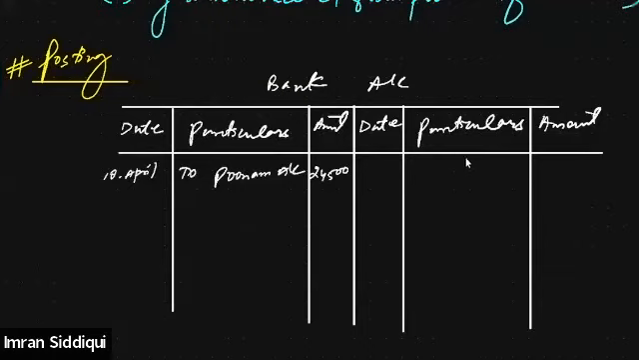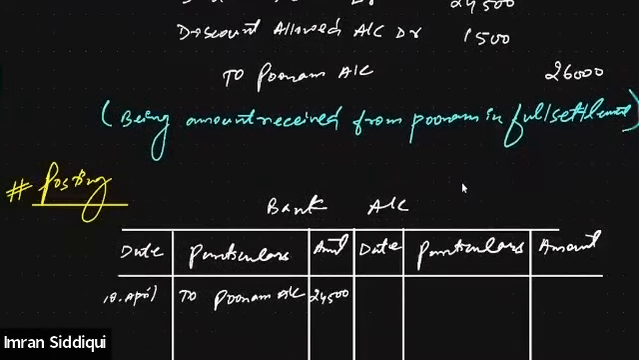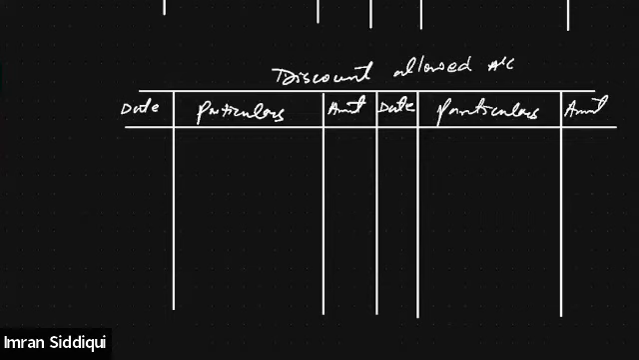Okay. Now we'll move to the next account, which is the discount allowed account. The discount allowed account also needs to be debited, right? By 1,500. So I'll write down 1,500 here. And now tell me the name. What should I write down here?